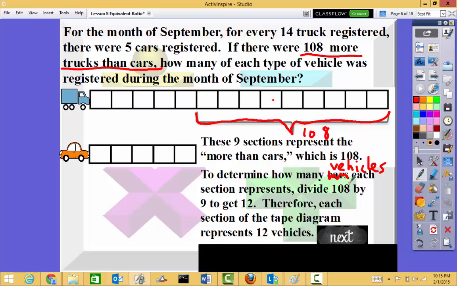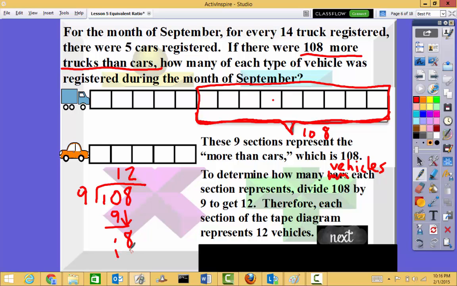So what I need to do is divide 108, that's this extra part, by 9. Where I got that 9 from is there's 1, 2, 3, 4, 5, 6, 7, 8, 9. There's 9 sections. These 9 sections are the more than trucks. So what I'm doing is dividing 108 by that 9. And when I do that, I'm going to get 12. Therefore, each section of the tape diagram represents 12.